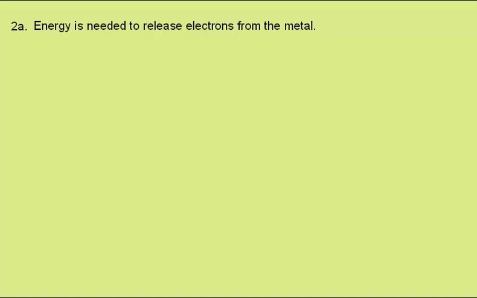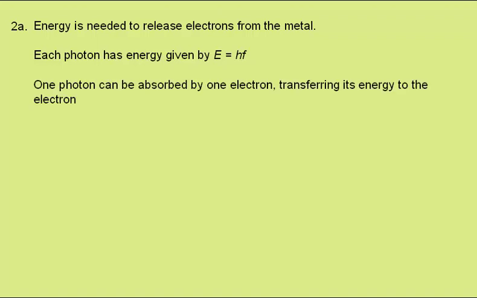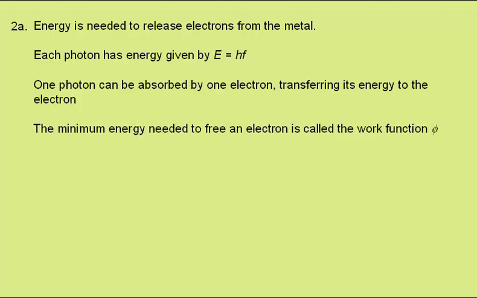Well, energy is needed to release the electrons from the metal. Each photon has an energy which is given by the Planck constant multiplied by the frequency of the photon. One photon can be absorbed by one electron, transferring its energy to the electron. The minimum energy needed to free an electron is called the work function and given the symbol phi.